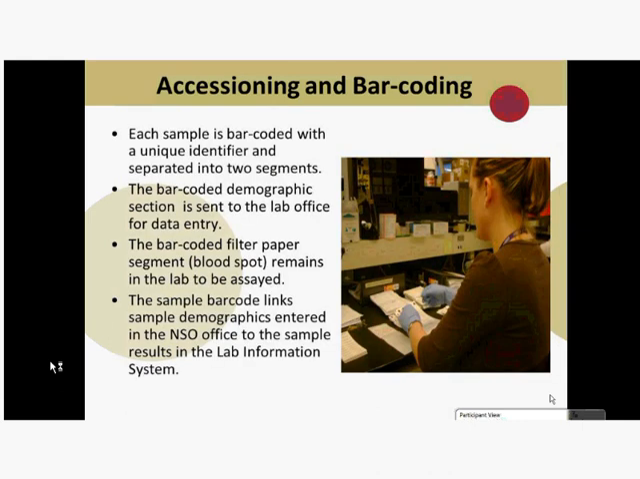Once verified as satisfactory, samples are given a unique identifier barcode. The barcoded demographic section is sent to the lab office for data entry. The identically barcoded filter paper segment, which contains the sample or dried blood spot, remains in the lab to be assayed. The sample barcode links the sample demographics entered in the NSO office to the sample results in the lab information system.